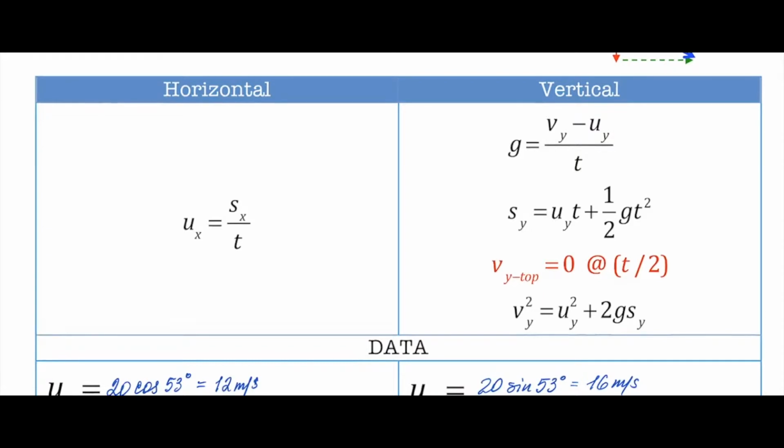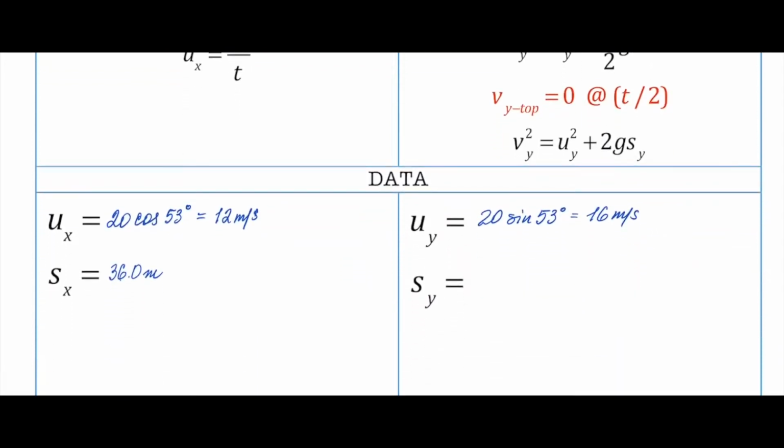How long does it take the ball to get to the crossbar? Simple switching, and we end up with T being SX over UX. How nice, 36 over 12. Aren't they sweet? 3 seconds.